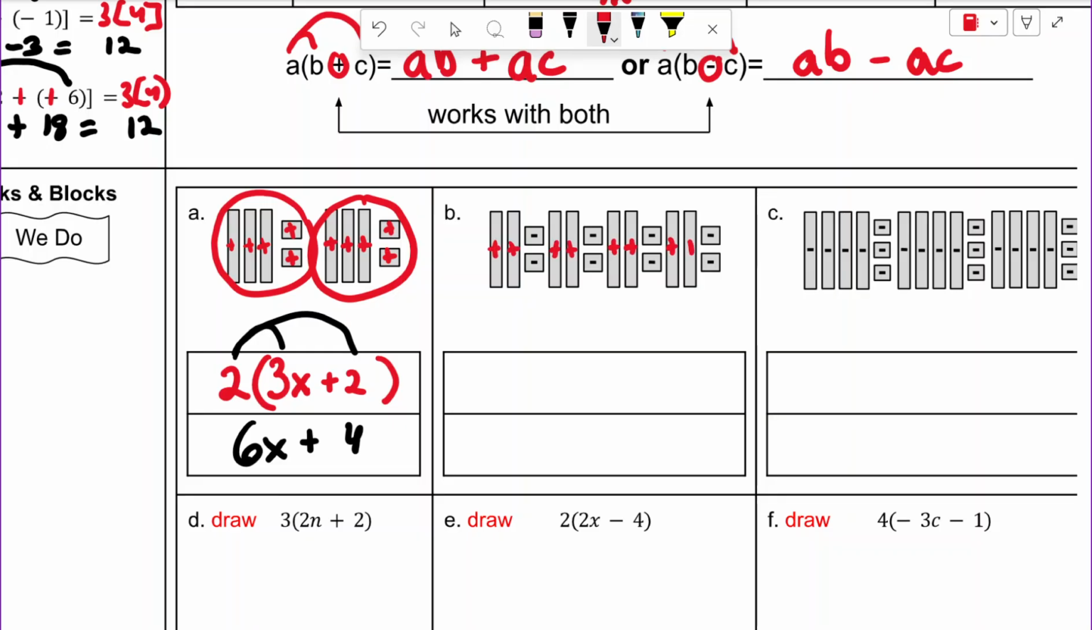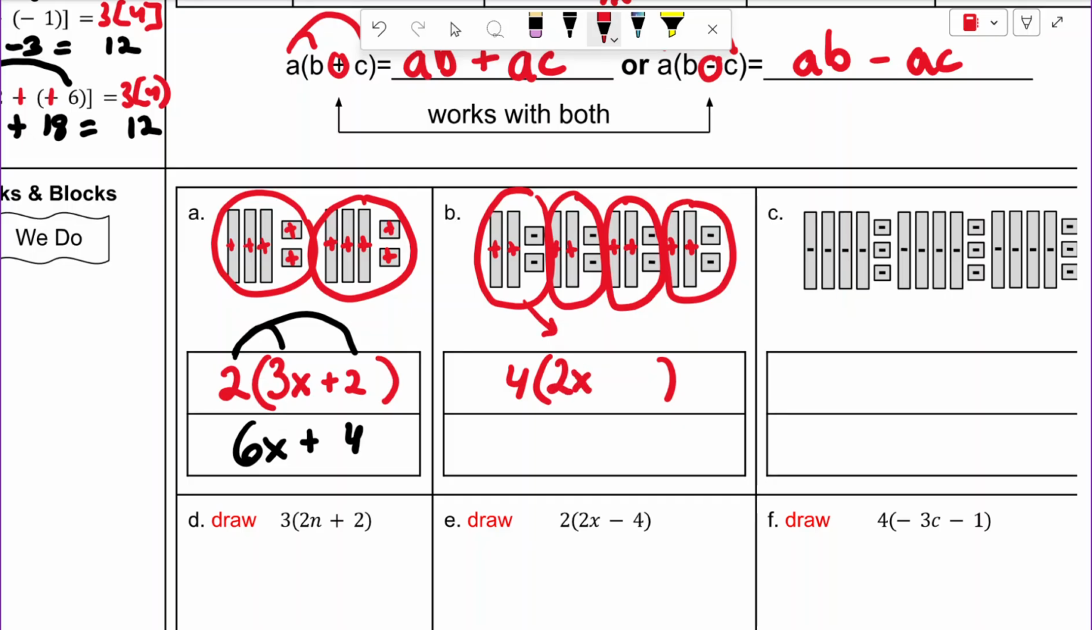But the units have a negative sign in them, so those are negative. So how many of these groupings do we have? Well, if we circle this one, there is 1, 2, 3, and 4. So our outside number is going to be a 4. And our inside number is going to be what one of these blocks is. So we have 2 of these, so that's 2 x's.